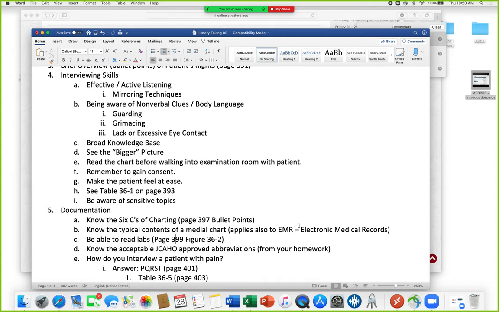Documentation knows the six C's of charting: conciseness, completeness. Again, a review of MED 140. Know what's in the chart.